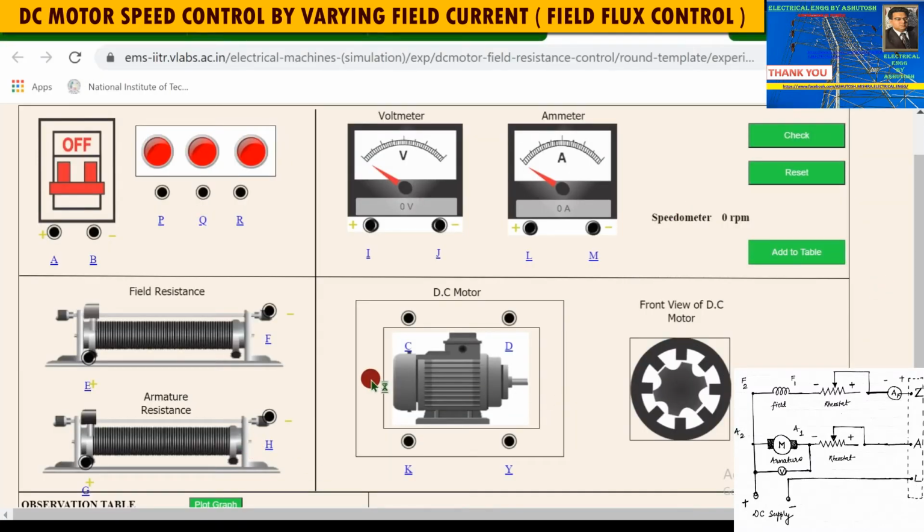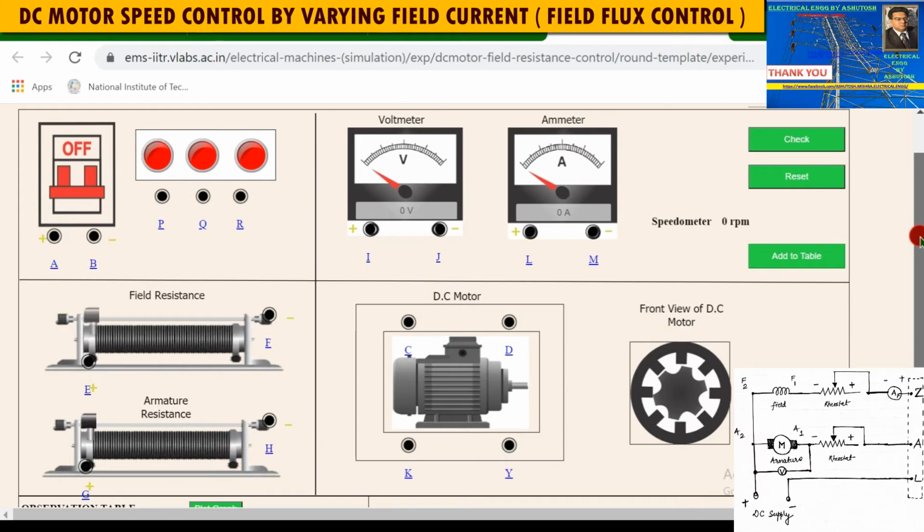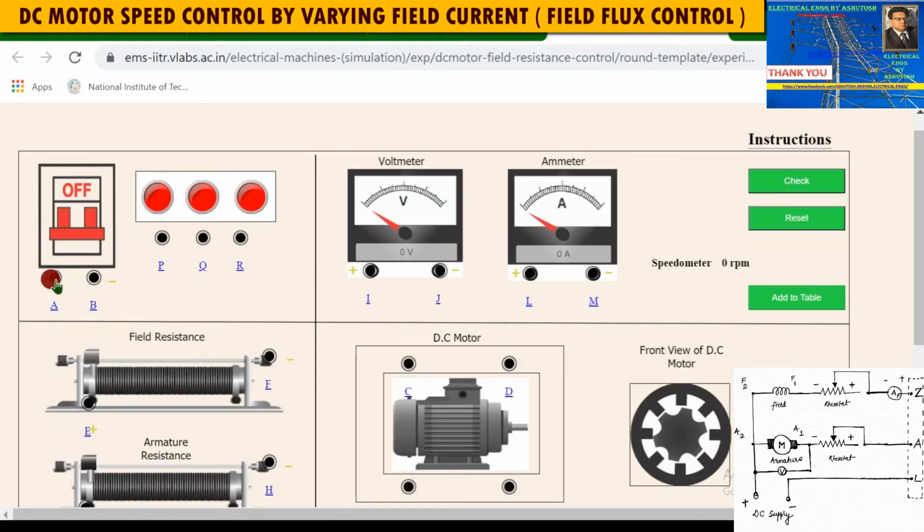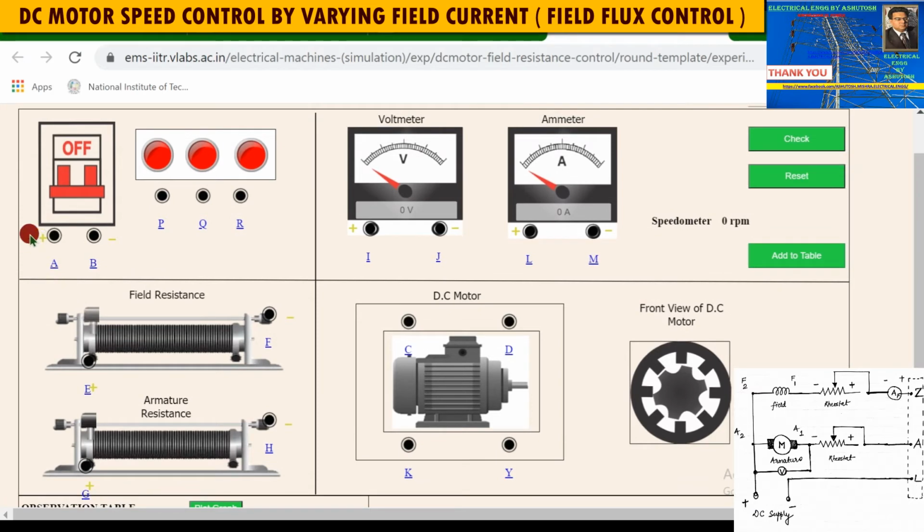So this is our connection, and here first of all, what is connected? The plus terminal is connected to F2 and A2. The first point is connected to K. This is the armature 2 point, and this is the field 2 point. A2 and F2 are connected. This is the field point, and this is the armature point. Then the negative terminal is connected to the line terminal of the starter. P is the line terminal of the starter, Q is the field terminal, and R is the armature terminal. The negative terminal is directly connected to the line terminal of the 3-point starter.